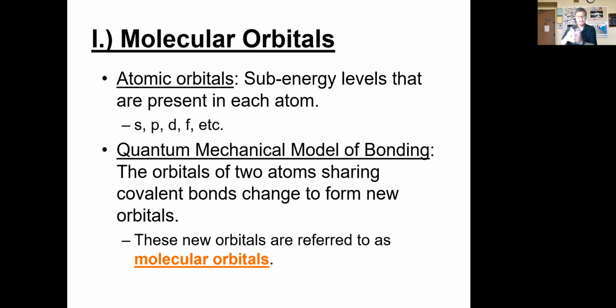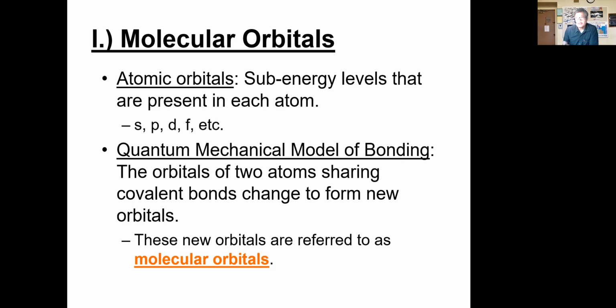And within those atomic orbitals, we can find the electrons. The atomic orbitals represent the location, if you want to think about it that way, of the electrons around the nucleus of a single atom. So what happens then when those atoms start interacting with other atoms?